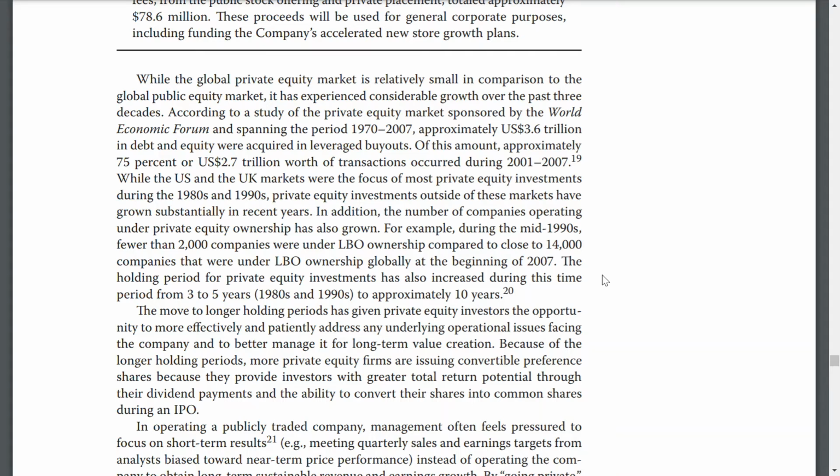1980s and 90s. Private equity investment outside of these markets has grown substantially in recent years. In addition, the number of companies operating under private equity ownership has also grown.